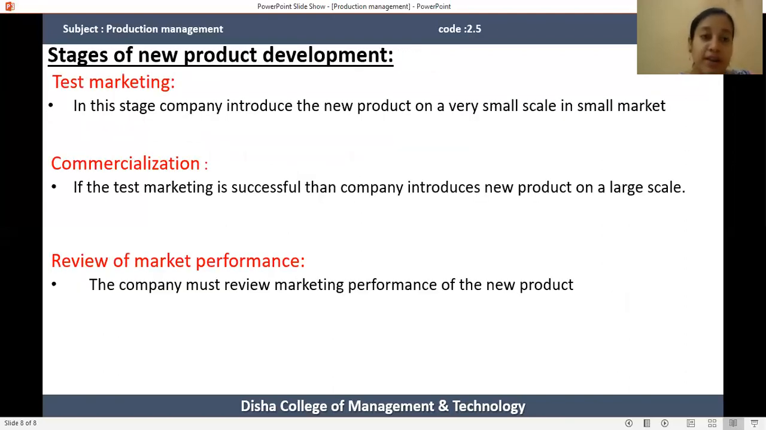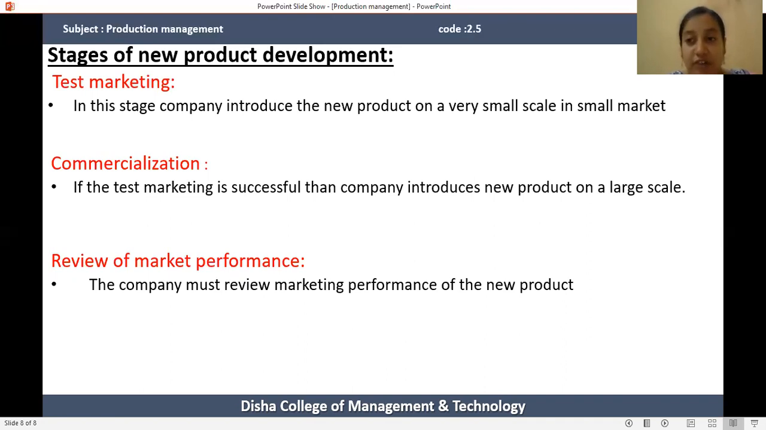The next stage after product development is test marketing. After the product is developed, the organization has to introduce the product in a very limited market, in a local market. So in test marketing, the organization introduces the product in the local market so that they can get an idea about the acceptance of the product by the customer, whether the customer accepts that product or not. Through test marketing, the organization can get a clear idea about the acceptance of the product.